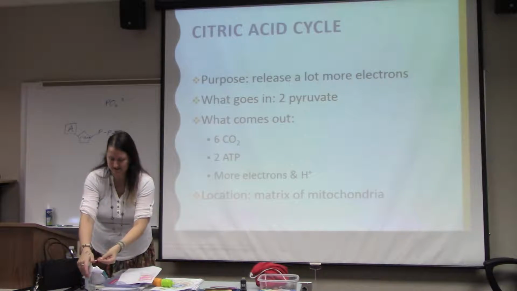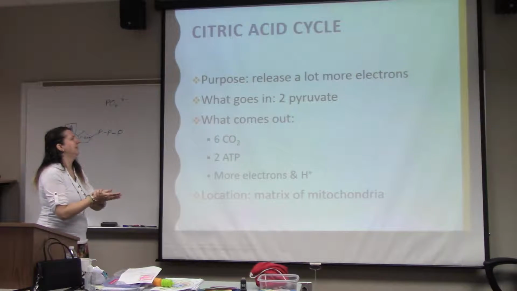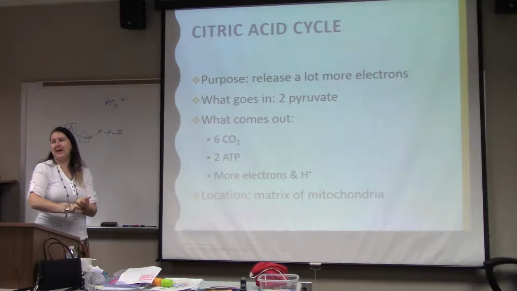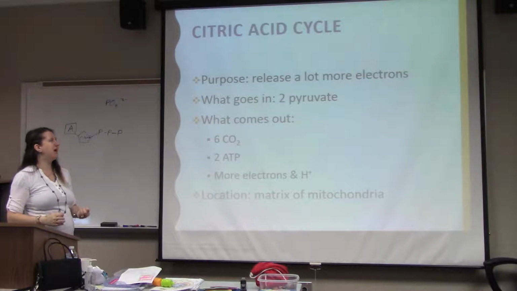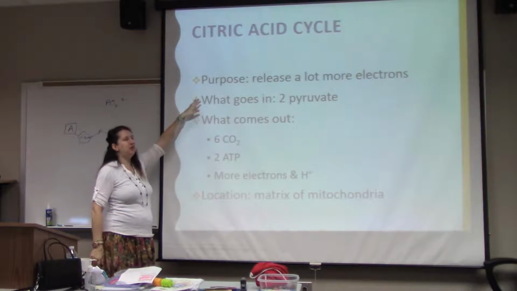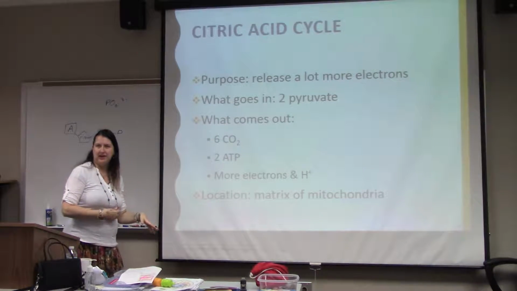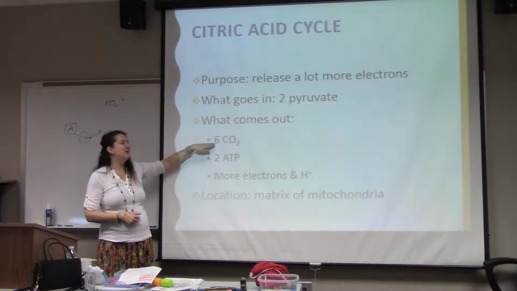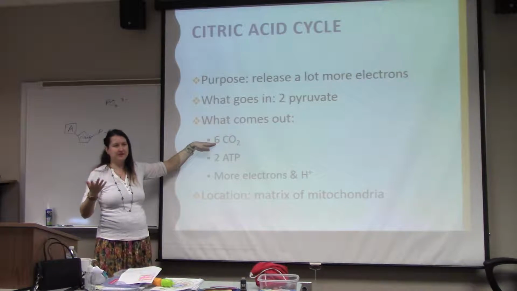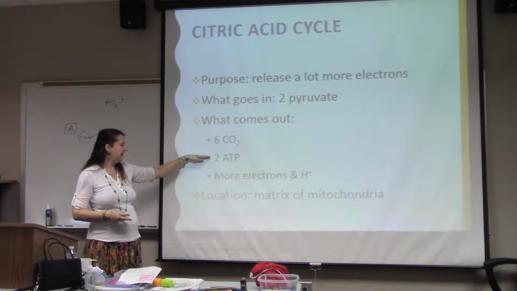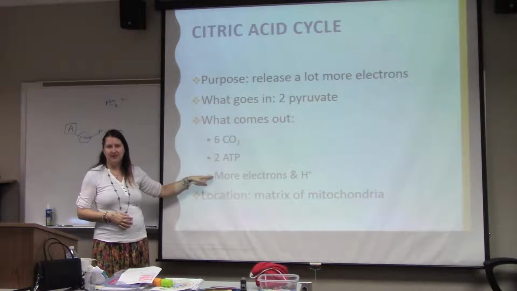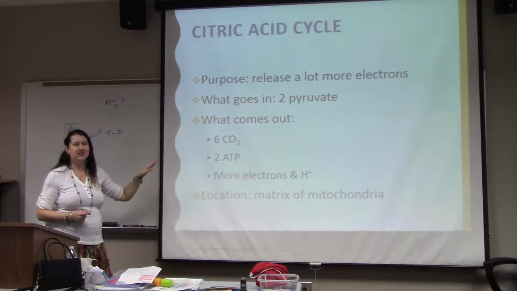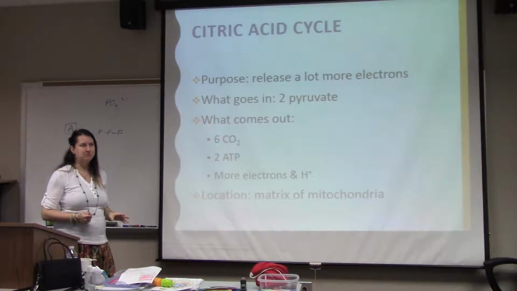Right, next is the citric acid cycle. The purpose of the citric acid cycle is to collect a lot more electrons from our fuel molecules. The 2-pyruvate from glycolysis go in. What comes out is 6 carbon dioxide, 1 for each carbon from the glucose, 2 more ATP, and some more electrons and hydrogen ions. Citric acid cycle is going to take place in the matrix of the mitochondria.